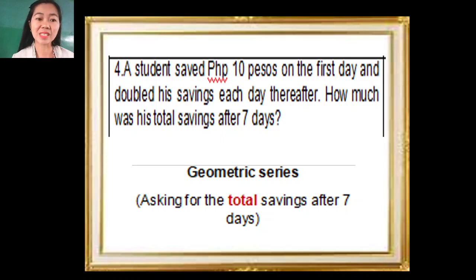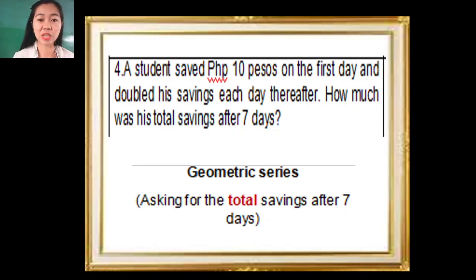How much was his total savings after 7 days? So this is a geometric series. Since the keyword here is doubled, again, each term after the first term is multiplied by 2. There is a common ratio, and the common ratio is 2. Meaning, if the first term is 10, the second term will be 20, the next term will be 40. So you multiply each term by 2 up to the 7th day.